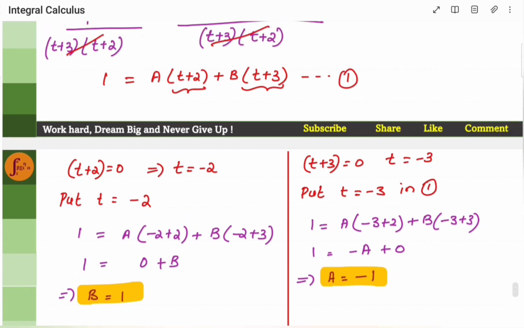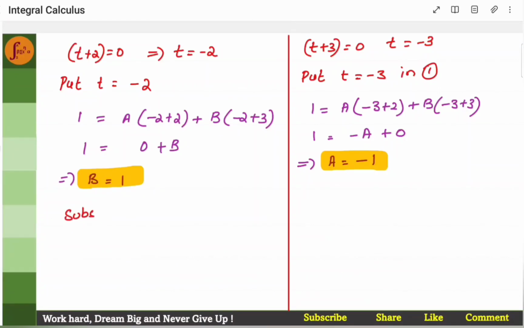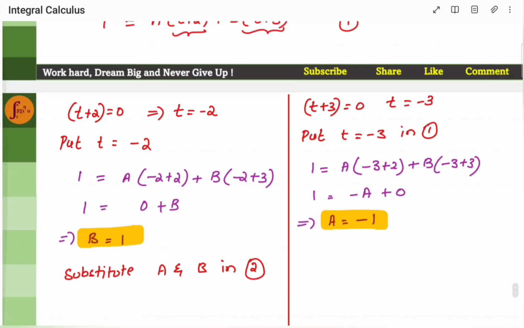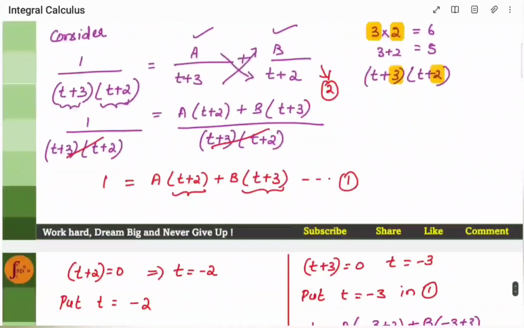Now we'll substitute these values of a and b in this equation. Let's call this equation 2. Substitute a and b in equation 2. What is that? a by t plus 3, a is minus 1, so minus 1 by t plus 3, plus b, b is 1, by t plus 2.